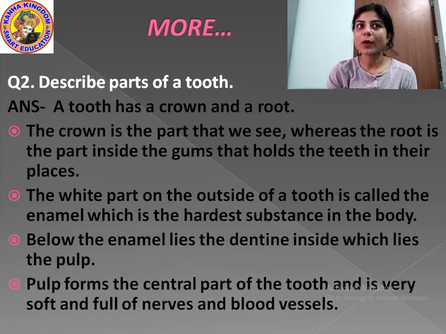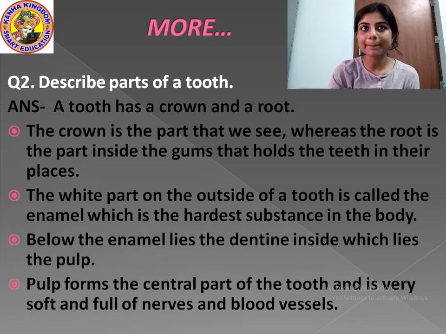So students, now question number 2. Describe parts of a tooth. Okay, the answer is a tooth has a crown and a root. Yes or no? A tooth has a crown and a root. Okay. The crown is the part that we see, whereas the root is the part inside the gums that holds the teeth in their place.